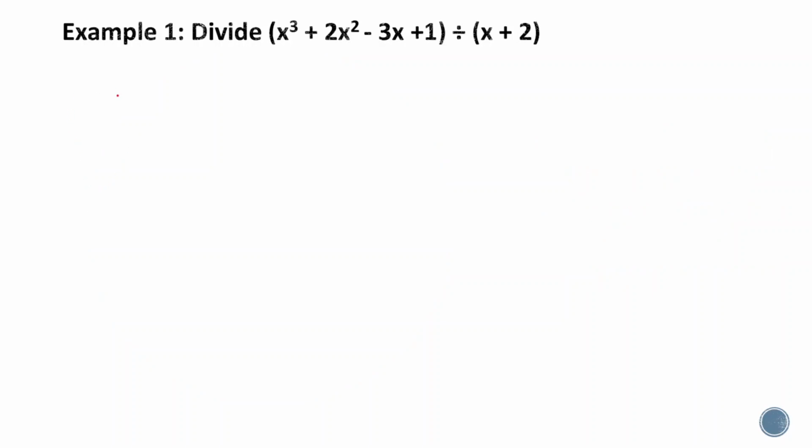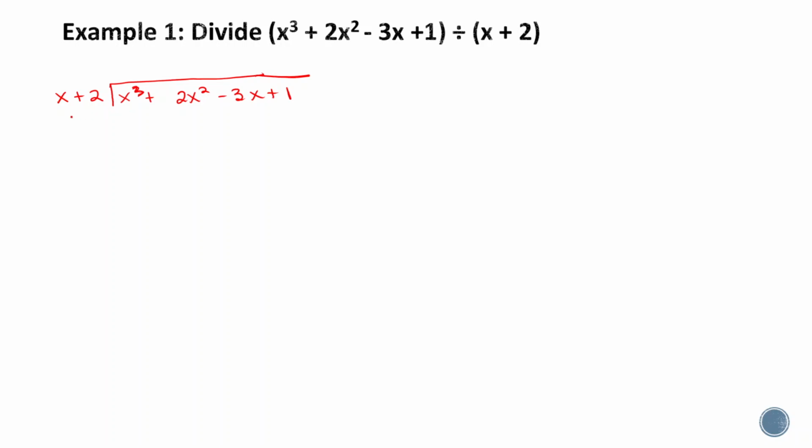We're going to do this first one using long division. So I'm going to set up my division problem just like we do in arithmetic. We're going to write the dividend underneath, and then we're going to put the divisor outside. And then we're going to try to find our quotient.